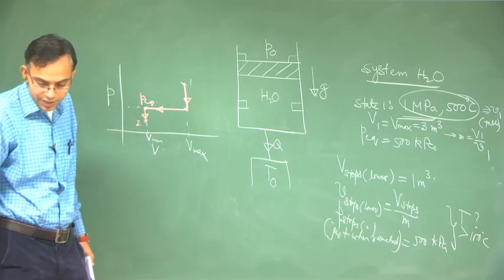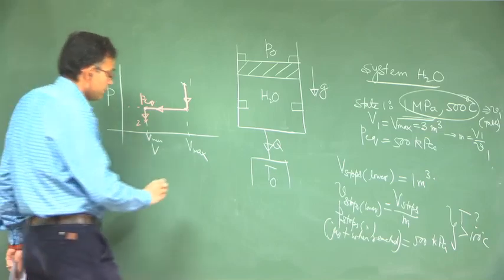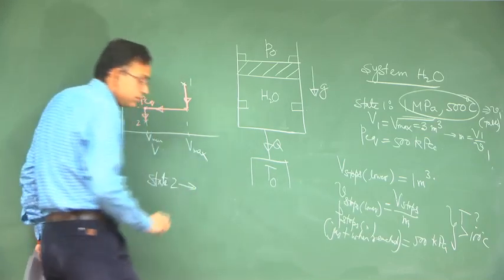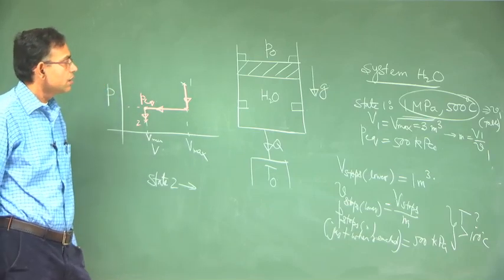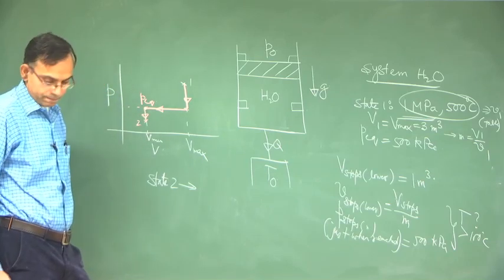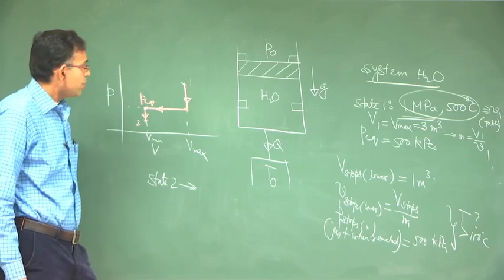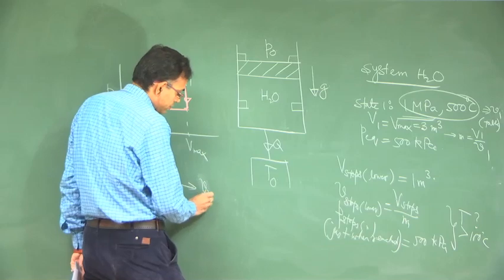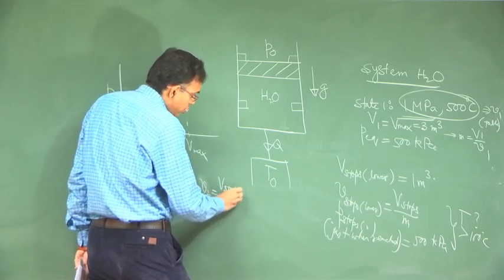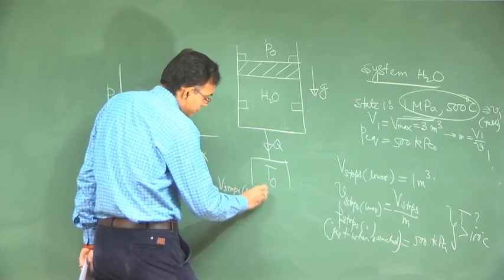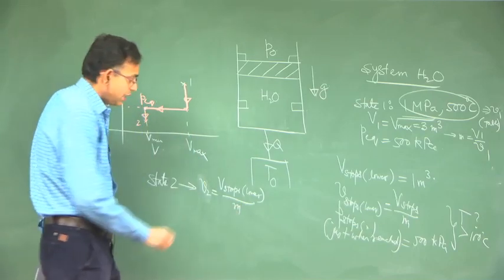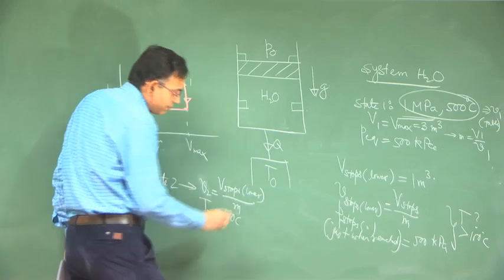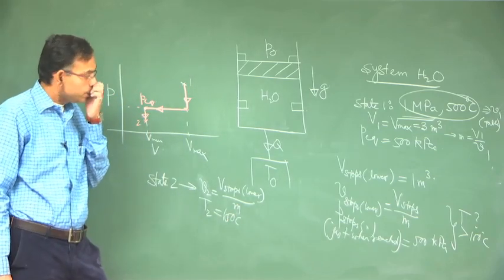So, how do you identify state 2? State 2 is, you have V2 is equal to V stops lower by m and T2 is 100 degree centigrade. These two property values will identify state 2.